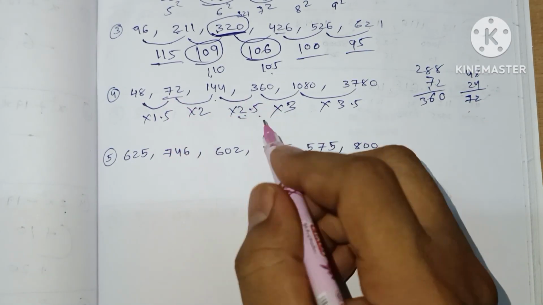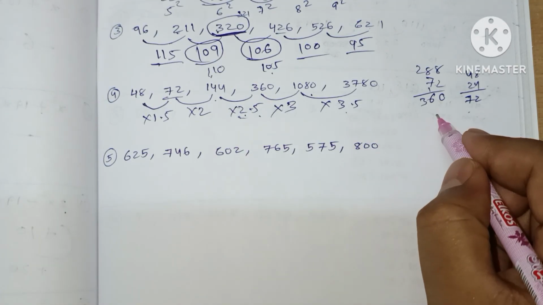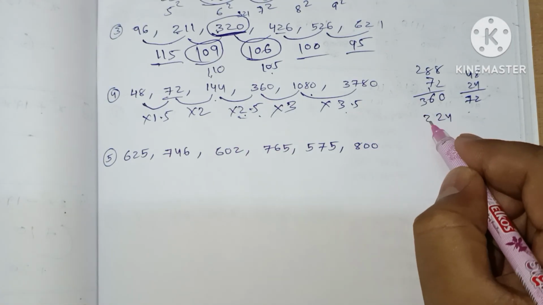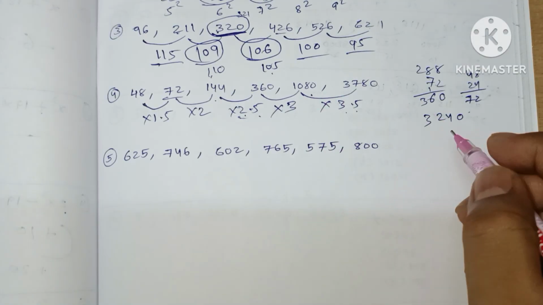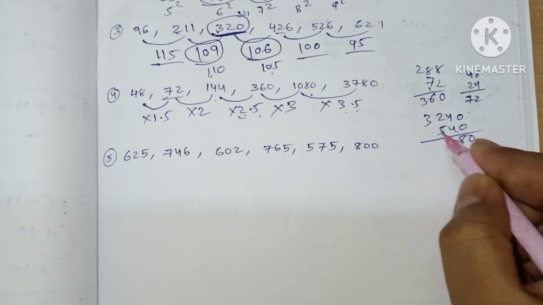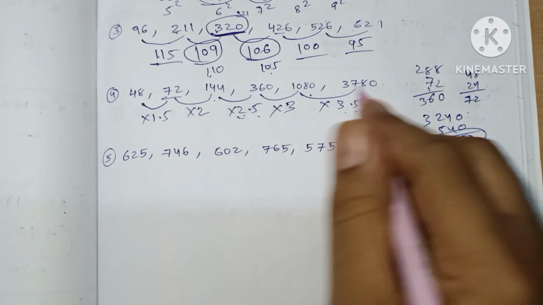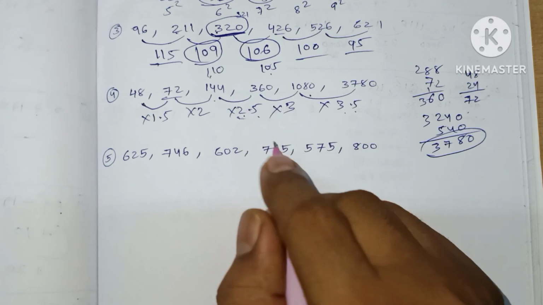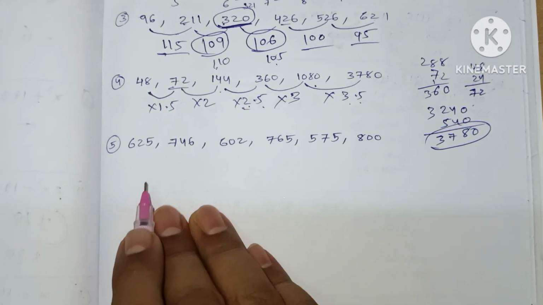We got the same. Here 1080 into 3 times will be 3240, and half of 1080, which will be 540. We get 8073. So there is no wrong number in this series. All are true. No wrong number in this series.